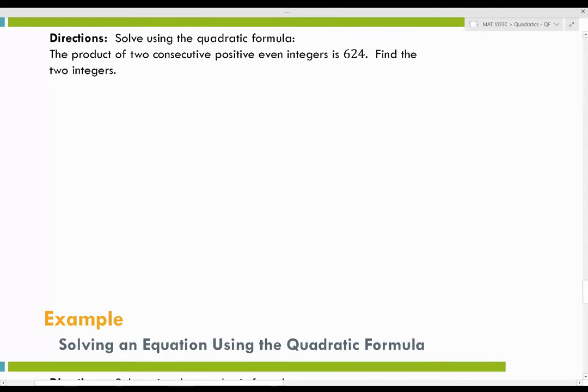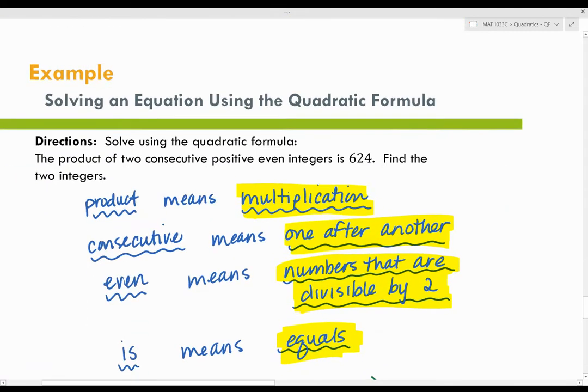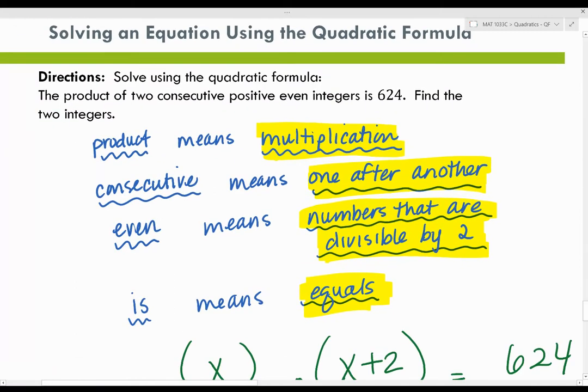Okay, well, let's break down what those directions say. The first thing, they want us to find the product. Product means that you are multiplying two things together. Product translates into multiplication. Then they want us to find consecutive. Consecutive means that the numbers come one after another, in a row, in a line. Then they have to be positive even integers.